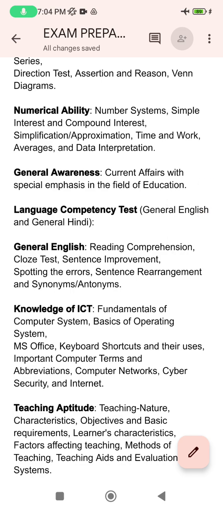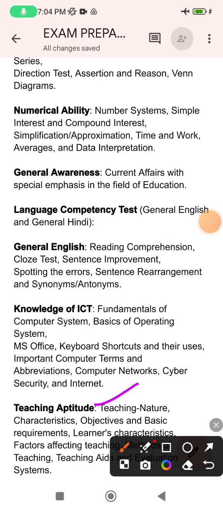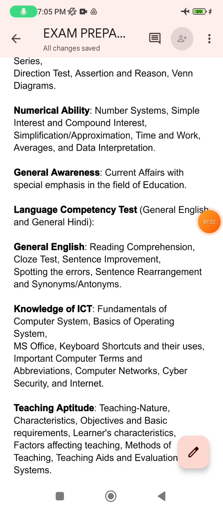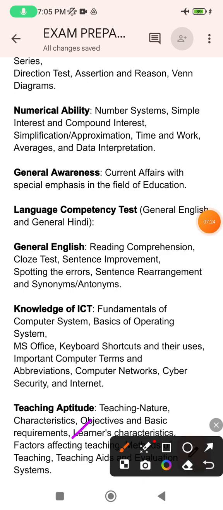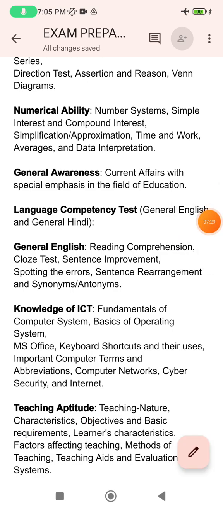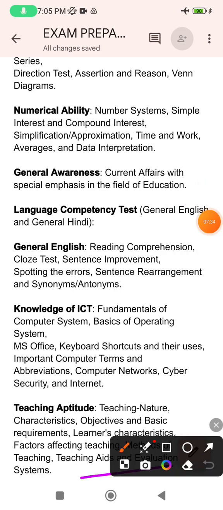Teaching aptitude: teaching nature, characteristics, objectives and basic requirements of teaching. Then we have learners' characteristics, then factors affecting teaching, methods of teaching. Next one is methods of teaching, then teaching aids and evaluation system. So evaluation system is very important, then teaching aids also. Then factors affecting teaching, methods of teaching, learners' characteristics, then teaching nature, characteristics and objectives.